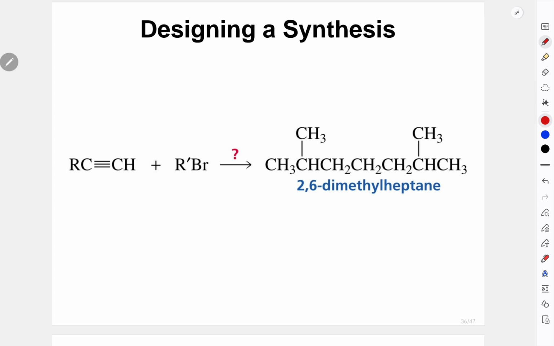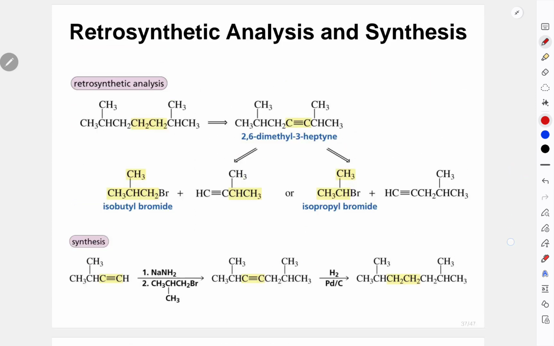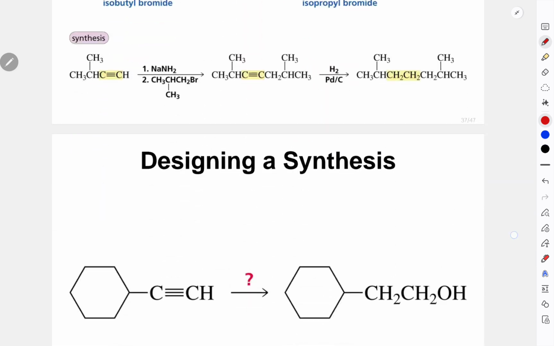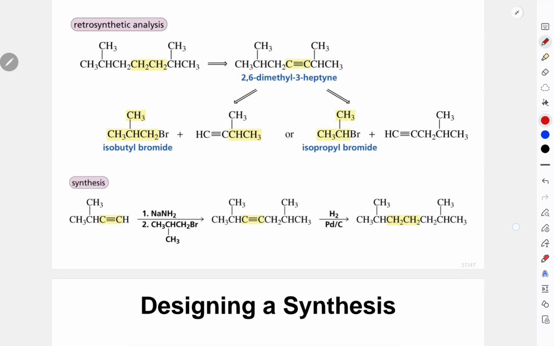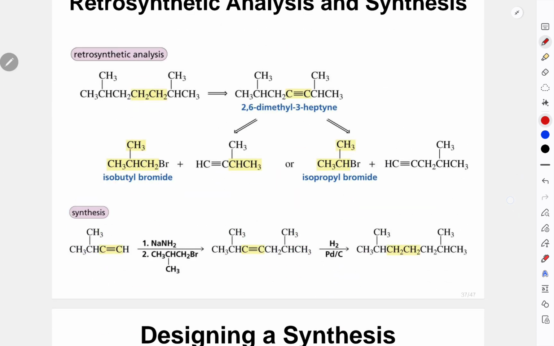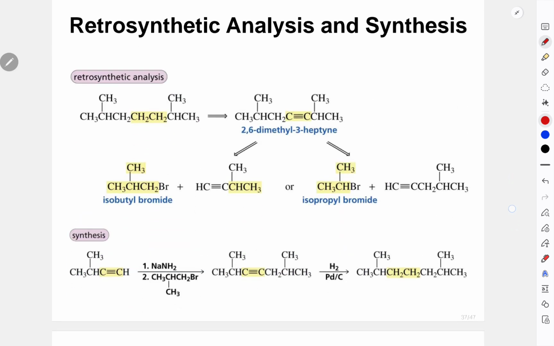2,6-dimethylheptane. You want to make this from these two types of substrate, right? From the terminal alkyne and alkyl bromide. That's what you should use for making this product, 2,6-dimethylheptane. Right? Then you can do retrosynthetic analysis again, right?